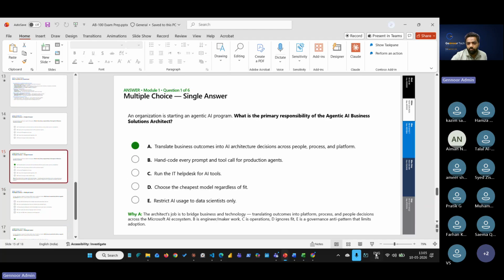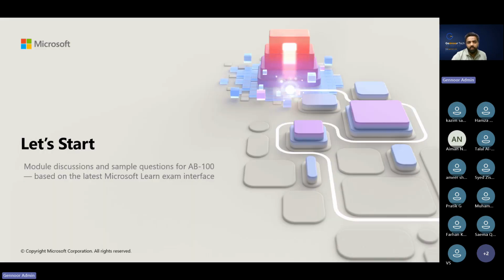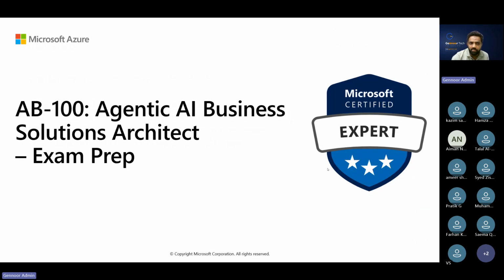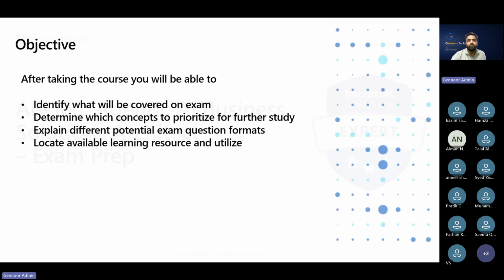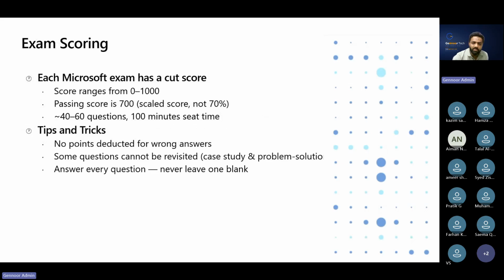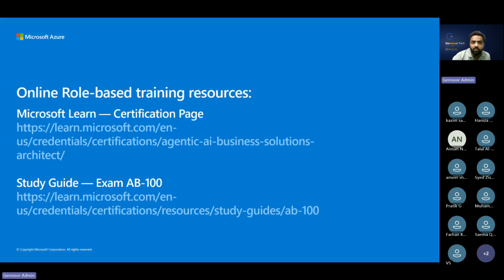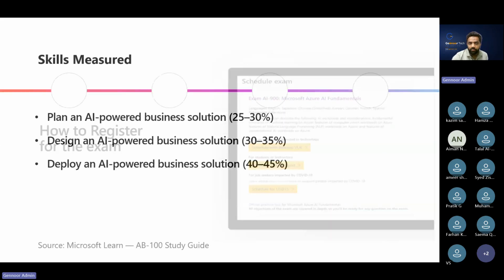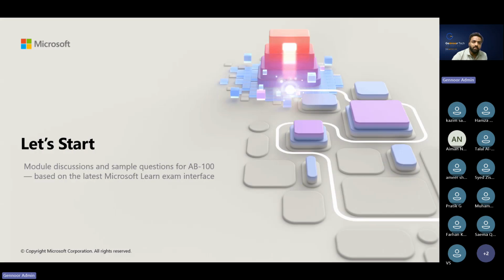Okay, this is the quiz. If I can just play it for you, you will be able to make sense. What do we have here? I already have a document for the AB-100 exam prep session, which is an exam from Microsoft for Agentic AI Business Solution Architect. So I have the objective for the exam, for the course. Then this is how the scoring happens for the exam, the tips and tricks that you need to remember for the exam. Then online role-based training resources that you can use to study for the exam. How to register for the exam, that information is also there in the screenshot. Then these are the skills measured in the exam. And let's get started with the exam prep now.